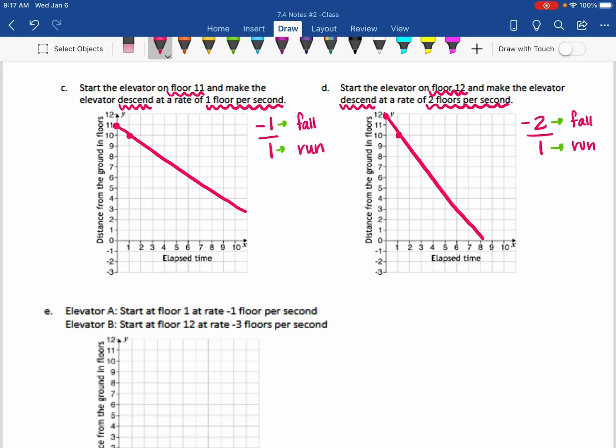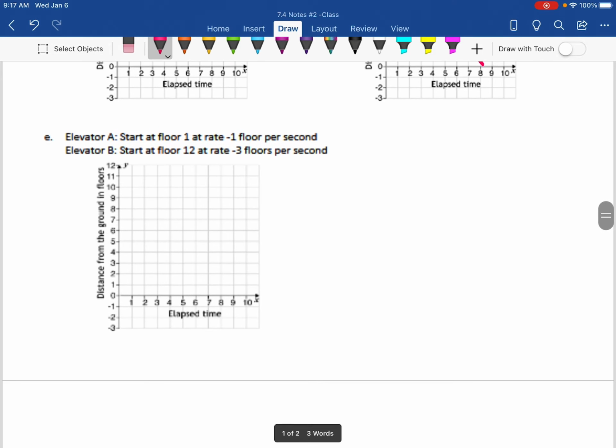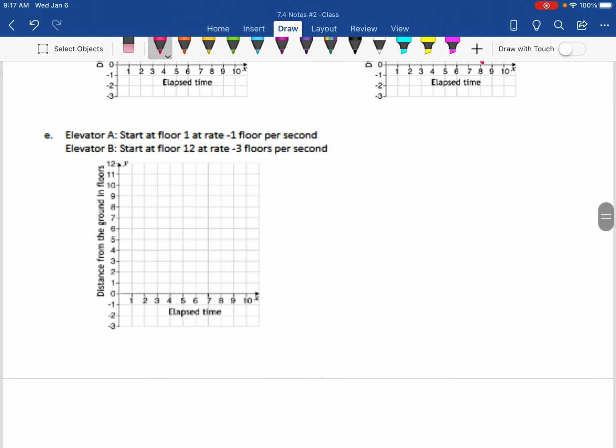Right, we have one more to do, and we're plotting 2 elevators. So we're going to use 2 different colors. For elevator A, we're starting on floor 1, and we have a rate of -1 floor per second. So -1 over 1. So we're going to fall 1, run 1, down 1, right 1. Connect the dots.